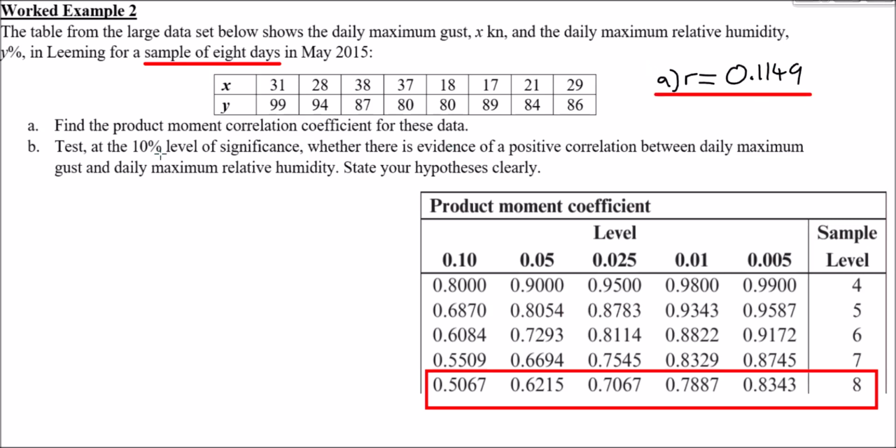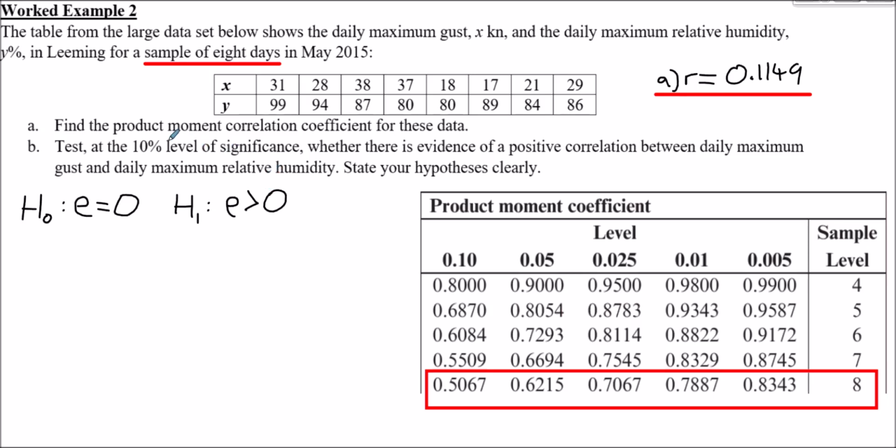Now for part B, test at the 10% level of significance whether there is evidence of a positive correlation between daily maximum gust and daily maximum relative humidity. So here it's saying clearly positive correlation. So it's a one-tailed test at the positive end. So hypotheses would be as follows. So H0, no correlation, rho is 0, and H1 is that there is a positive correlation, in other words, rho is greater than 0.